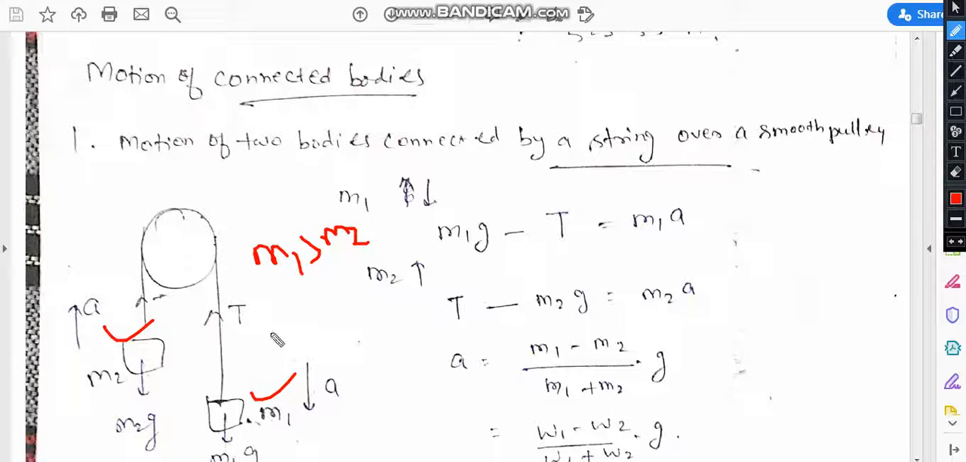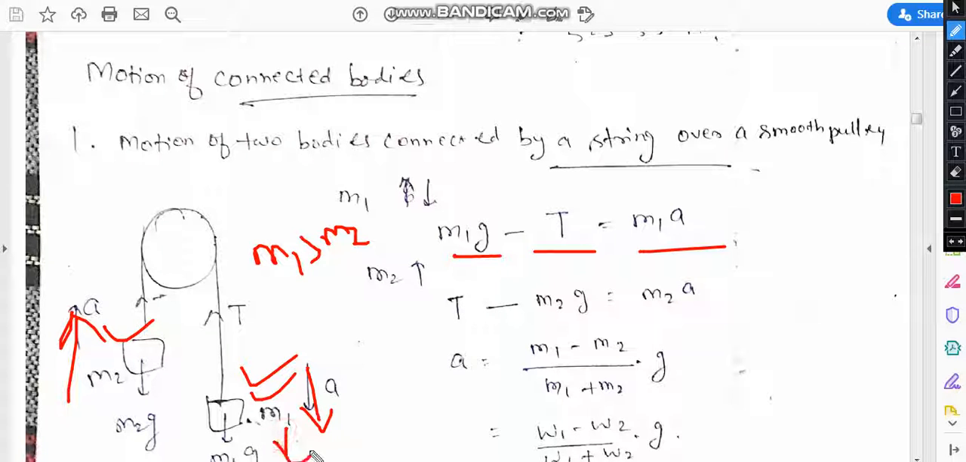In this case, first we draw the free body diagram for each mass. Since M1 is larger, the acceleration A acts downwards for M1, and M2 moves upward. For the M1 body, M1G minus T equals M1A. For the M2 body, the net force is T minus M2G, because M1G goes downward and is larger, so M1G minus T equals M1A, while M2 goes upward, meaning the tension is larger than the weight, so T minus M2G equals M2A.